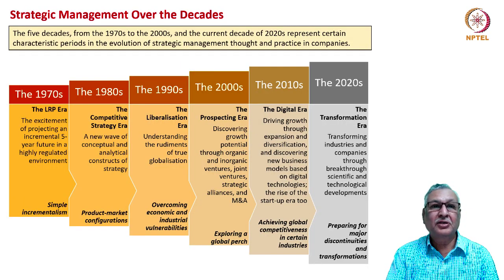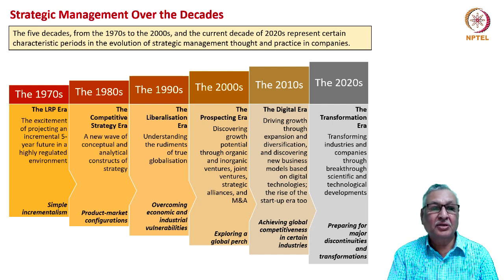The five decades from the 1970s to the 2000s and the current decade of the 2020s represent certain characteristic periods in the evolution of strategic management thought and practice in companies. I feel it a fortune that I have been involved in strategic planning from the 1970s till date. It has been a big transformation in the nature and context of strategic planning, and now strategic management, over these six decades. The first was the LRP era of the 1970s.